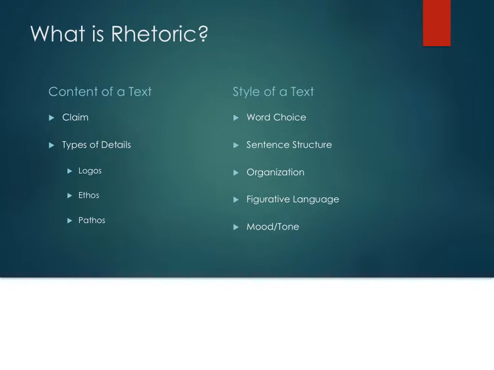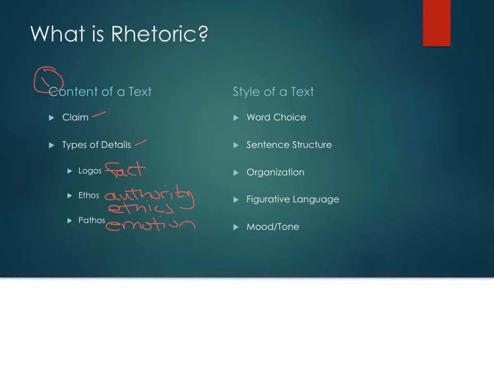Now, rhetoric is a word that came up earlier. You'll need to be able to tell me what the purpose is and how rhetoric is being used to achieve it. There are 2 avenues to explore when it comes to rhetoric. One is the content of a text, and we've already done a lot of work with this. This deals with identifying the claim and the types of details that are being used. It's been a while since we've talked about it, so just as a reminder, logos is fact or data. Ethos is going to be authority or ethics. And pathos will be emotional appeal.